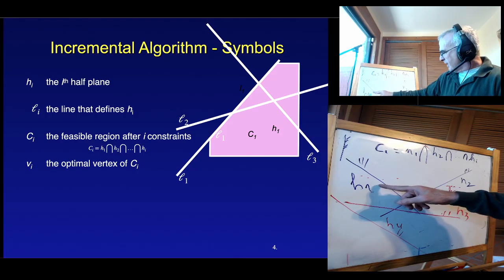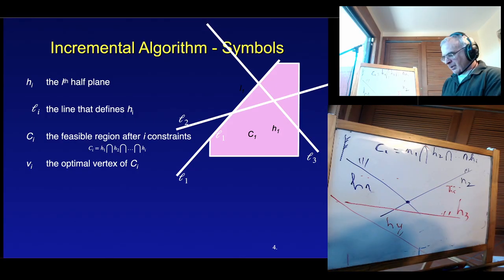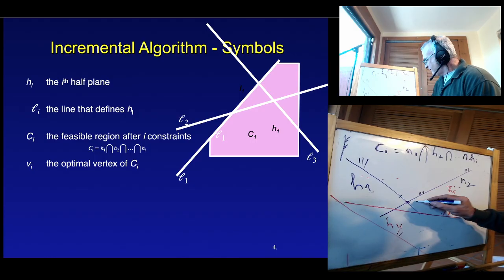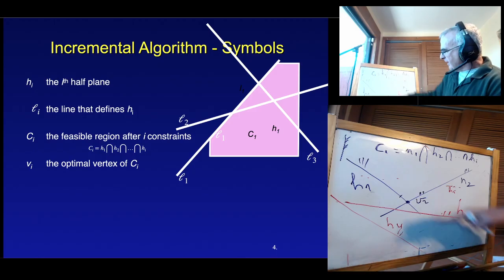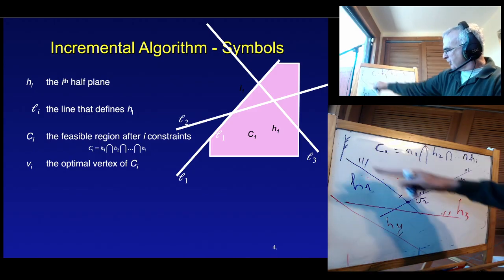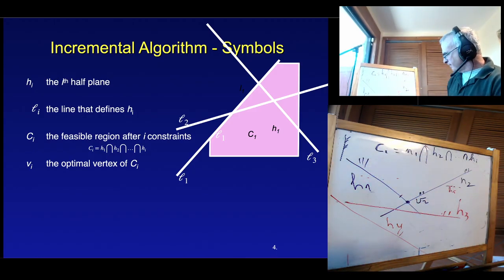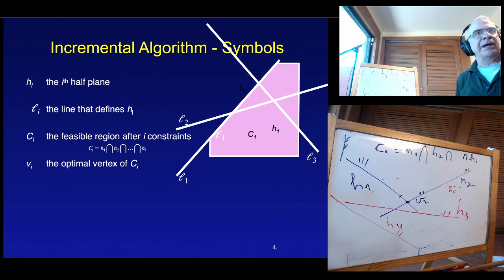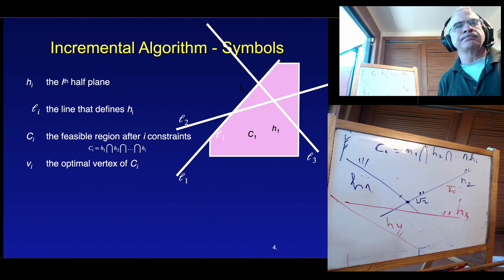So if this is H1 and H2, this vertex will be V2. C2 is this wedge, everything above these two lines. Please help me, please. What is V3 in this on the whiteboard? What is V3?